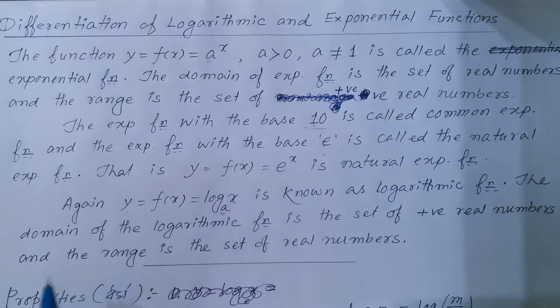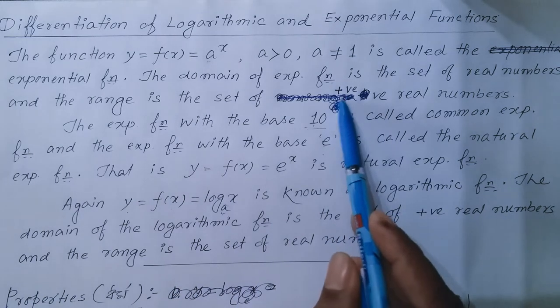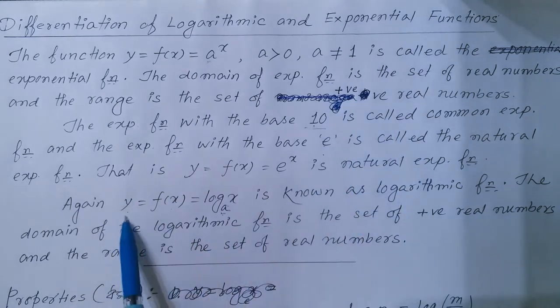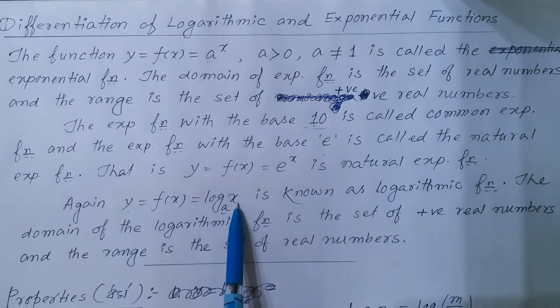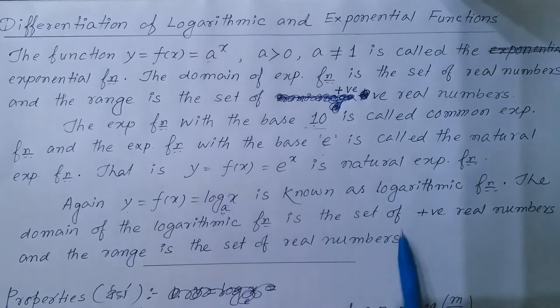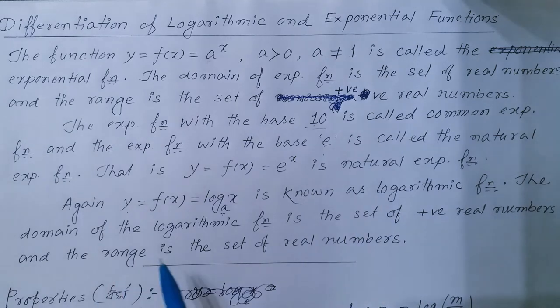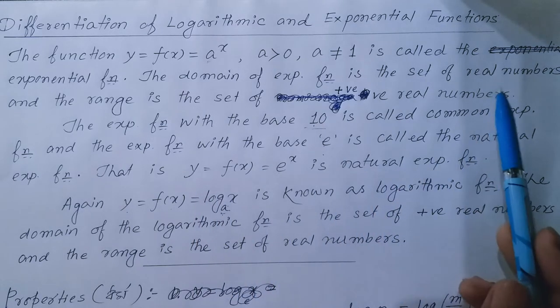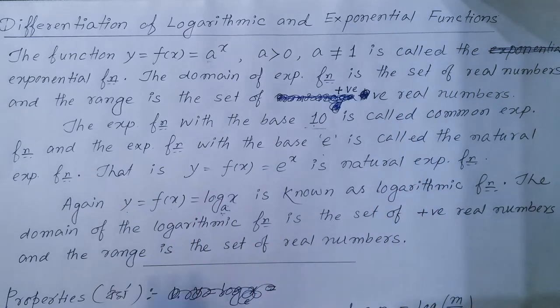And what will be the domain? The domain of the logarithmic function is the range of the exponential function. The range of the exponential function was the positive real numbers, therefore the domain of the logarithmic function will be positive real numbers. The range will equal the domain of the exponential function, which was the set of all real numbers, so the range of the function is the set of all real numbers.